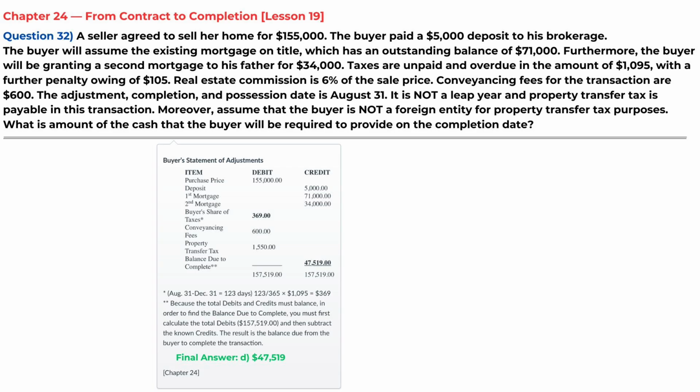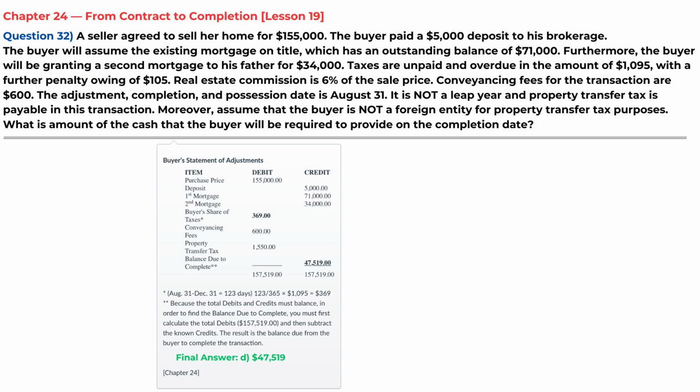One is the amount of the cash that the buyer will be required to provide on the completion date. Buyer's statement of adjustments. List of the items. Purchase price, $155,000. Debit. Deposit, $5,000. Credit. First mortgage, $71,000. Credit. Second mortgage, $34,000.